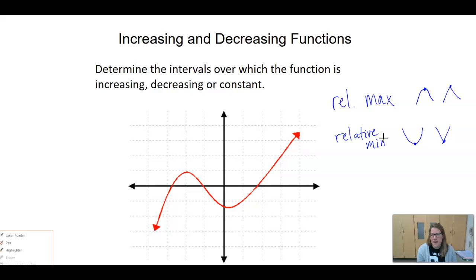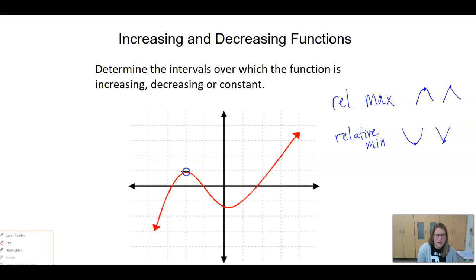What relative max and relative min are not is points that are going to go off to positive infinity or negative infinity. So like this point right here that's going upward, even though that's kind of the highest point, it's going to continue upward forever. It's not going to turn back around, so it's not a relative max or a relative min. Same with that one down there.